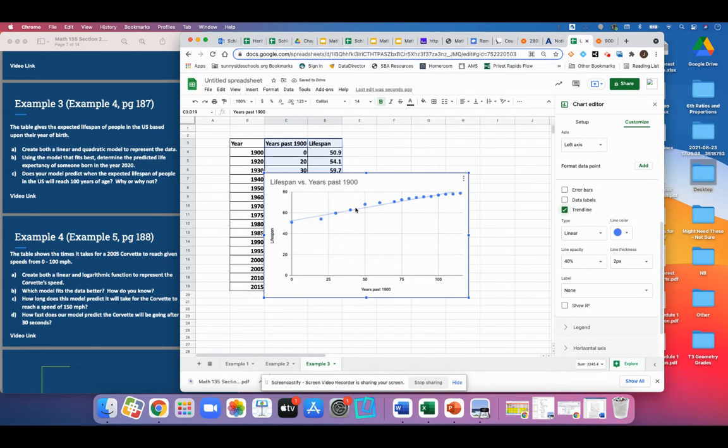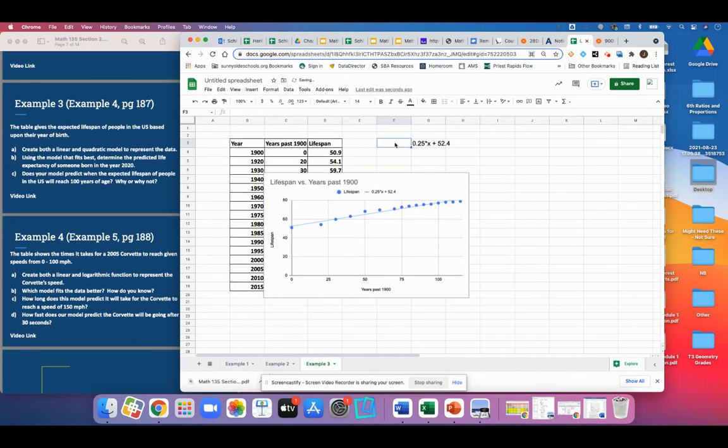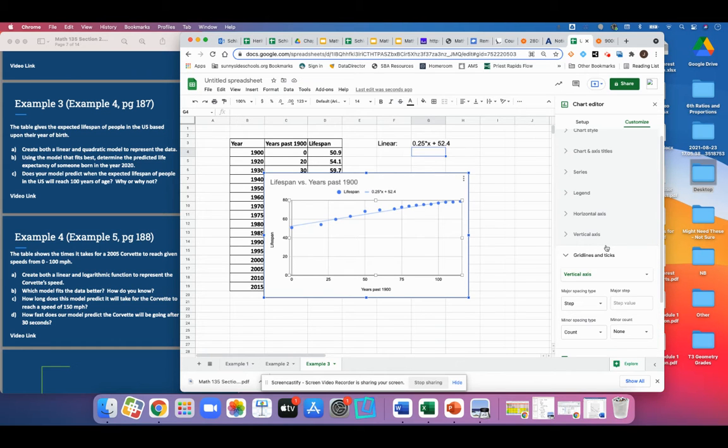I can already tell that the straight line is a terrible model. It doesn't really fit this at all. We're asked to create a linear and a quadratic. So I will come to label and say use equation, and it will give me a linear equation right there. And we are also, again, to get this menu back, I need to tap in here twice.